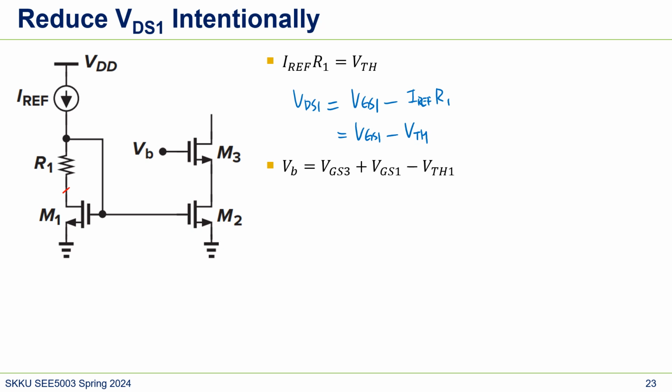But the problem here is that we're using some R1. R1 is a problem, because at the very beginning we assumed that we do have some golden IREF. We have some golden reference current, so this is fine. We can assume that this IREF is an accurate value, but this R1 is a problem. We have a PVT issue.